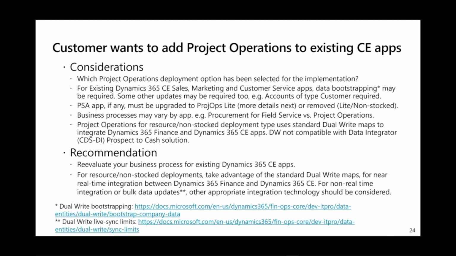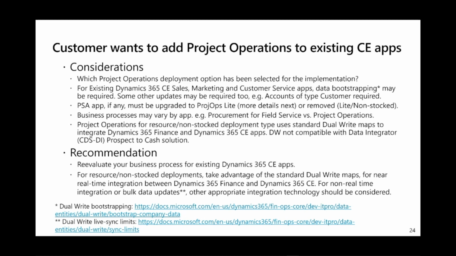Also, obviously, as we've already pointed out, project operations for the resource and non-stock deployment type uses standard dual write maps to integrate Dynamics 365 Finance and the Dynamics 365 customer engagement apps. Bear in mind that dual write, as documented, is not compatible with data integrator, in other words, the CDS data integrator prospect to cash solution. So while technically you could still be using some CDS DI with some custom maps, you couldn't be using the out-of-the-box prospect to cash solution, or for example, the field service integration solution, which builds on top of the prospect to cash solution, because you need to remove that in order for it to be compatible with dual write. So bear that in mind.